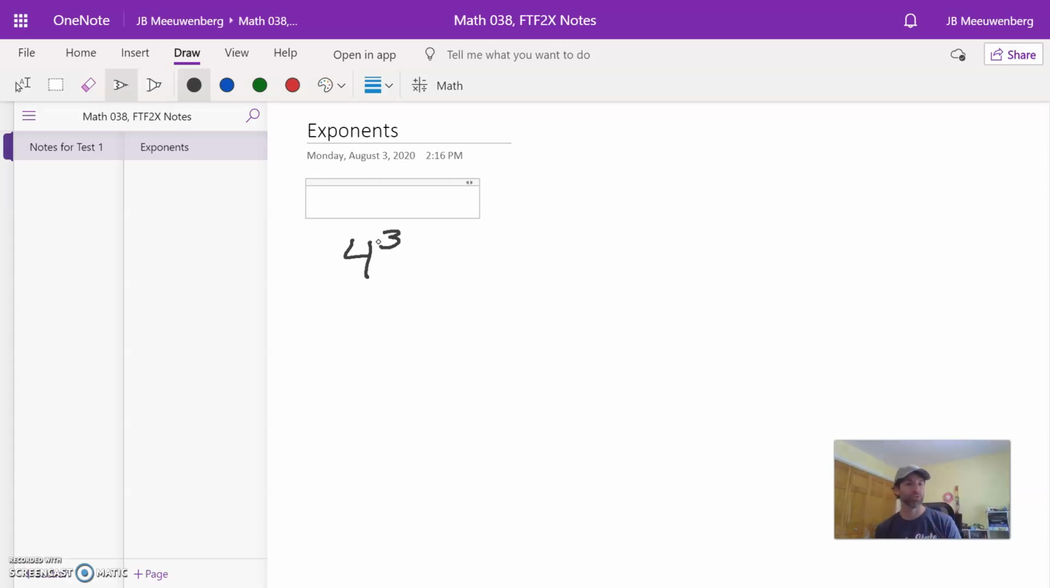And what you see here is a 4 and then a 3 up above it. We call the bottom number, the main number, the base. What we're doing is we're talking about the 4. And then we call this up here the exponent. And we always ask, what does that mean? What does this notation mean? Math, algebra, pre-algebra, it's all about notation. How do we write these numbers? And what does it mean?